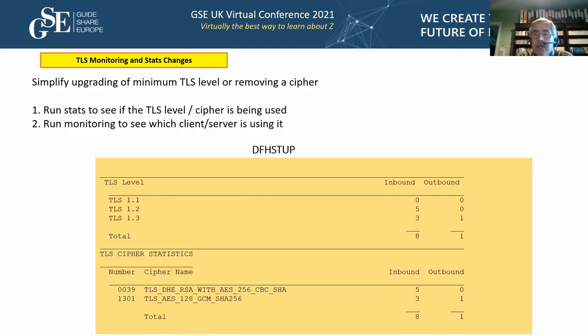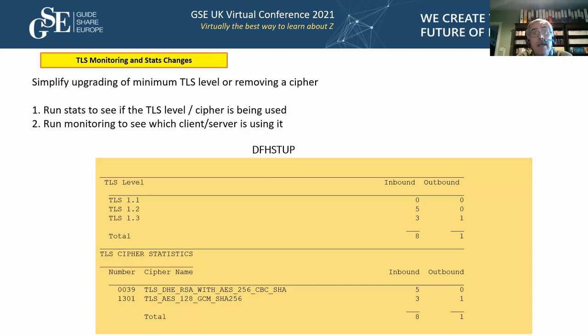It may be the case that you're talking to a client or a server that only supports the level of TLS that you're wanting to migrate from. That does happen. So to make it easier to do the upgrade, what we've introduced is some stats. You run the stats for an interval, and it will tell you over that interval what connections, what protocols are being used for all of the handshakes that occur during that CICS interval.